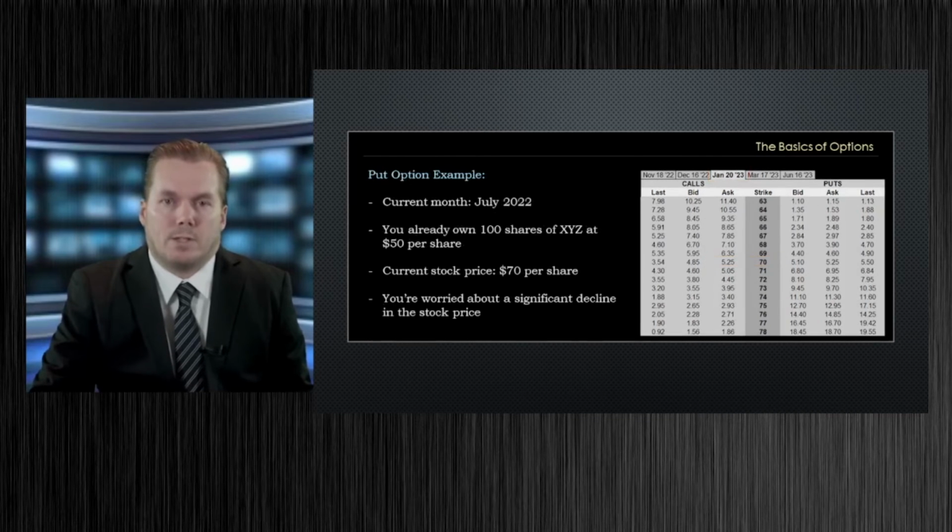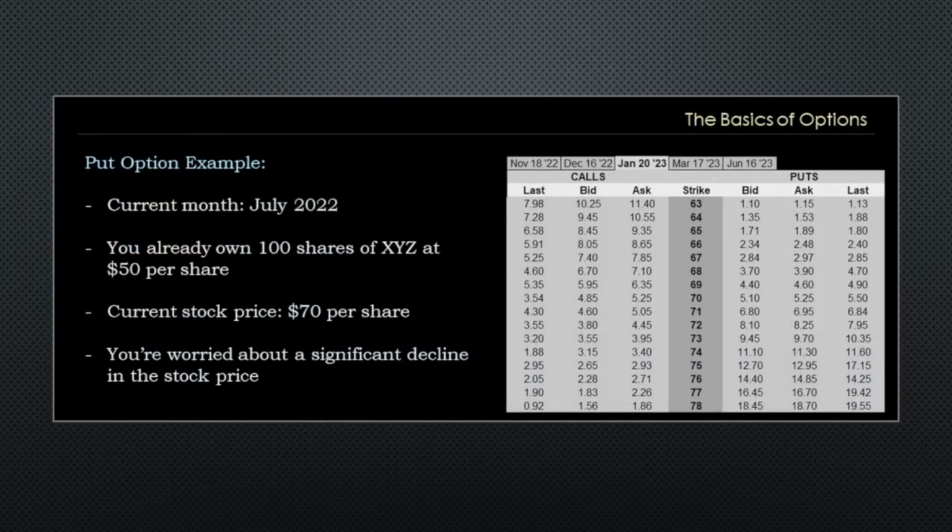Now let's flip that scenario and look at an example of a put option. Let's say you already own 100 shares of XYZ stock at $50 per share. The stock has been on a good run and is currently trading at $70 per share, up $20 per share from your purchase price. So your 100 shares have earned $2,000 at this point.